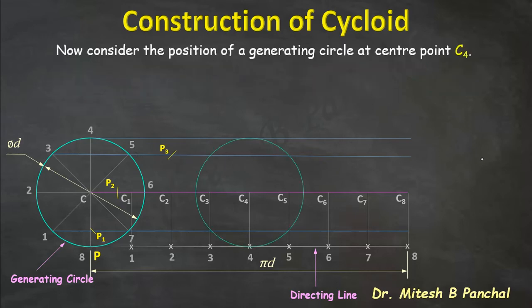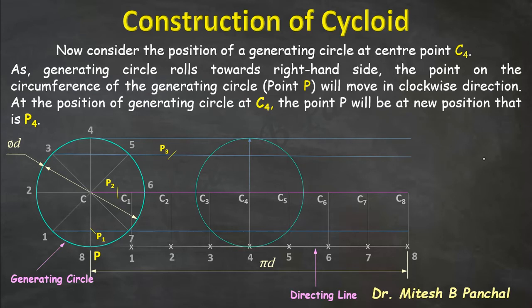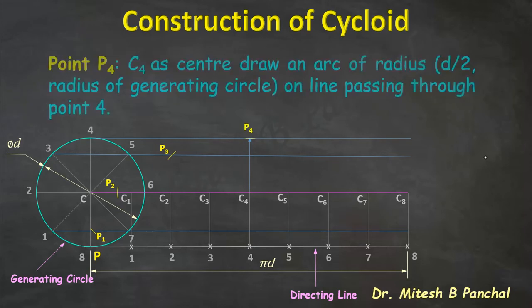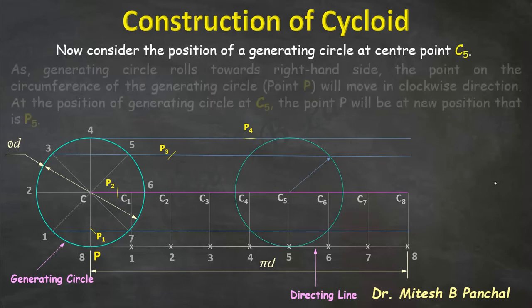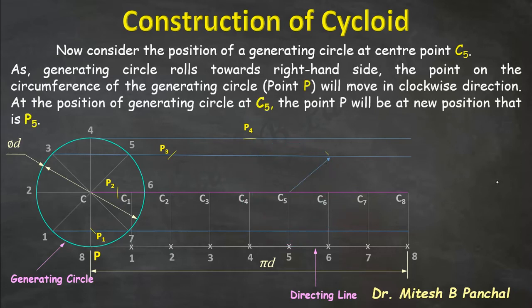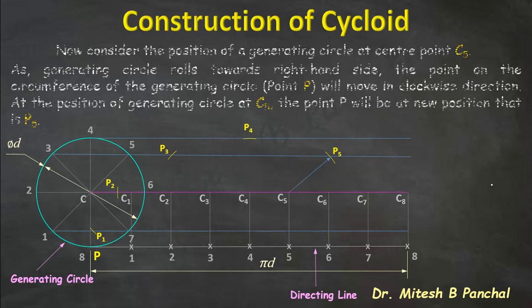Rolling continues, the generating circle approaches the center point C4, and point P will move in clockwise direction and reach the topmost position, that is point P4. So P4 can be obtained by considering C4 as a center and radius equal to d by 2, and drawing an arc on the line passing through 4. With continuous rolling to C5, take C5 as a center, radius equal to d by 2, draw an arc on the line passing through point 5, and we will get point P5.